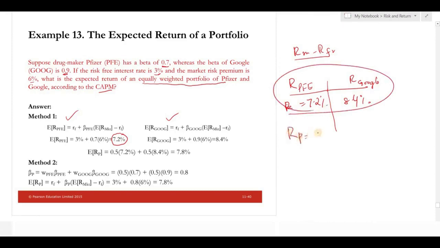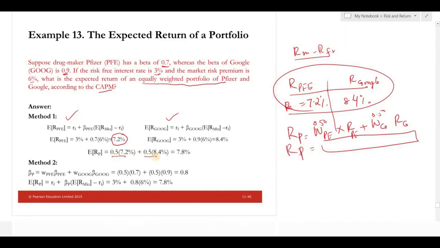The return of the portfolio is equal to the weight of the first, PFE, multiplied by its return, plus the weight of Google times the return of Google. Simply, equally weighted means this is 0.50 and this is also 0.50, and we can find the return. So this is one way, right? Simply we can do that. And why are we finding this formula? Because the question is asking, if you make a portfolio of only these two stocks, 1 and 2, can we find the return of the portfolio?